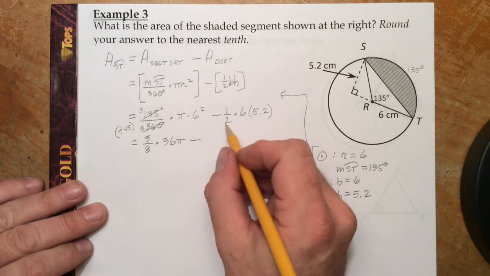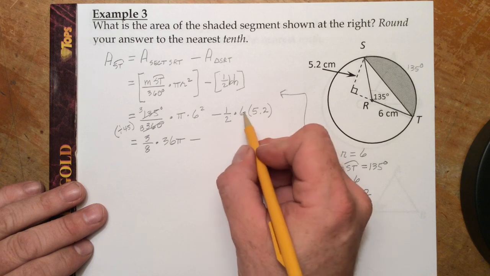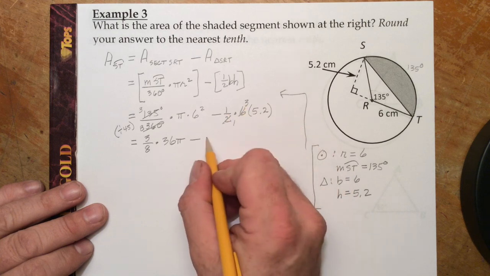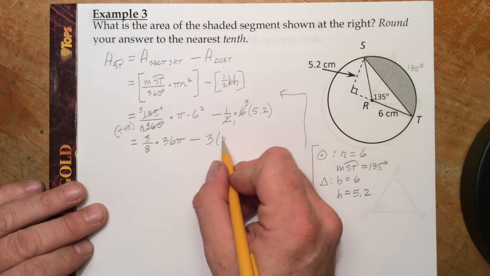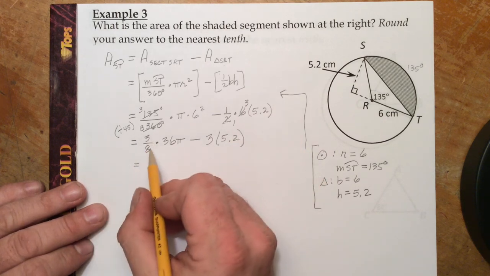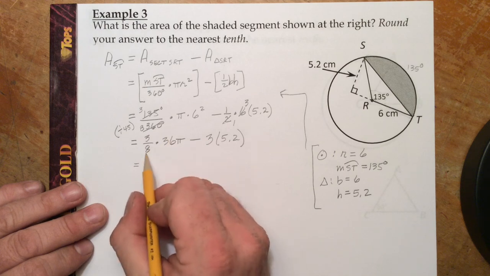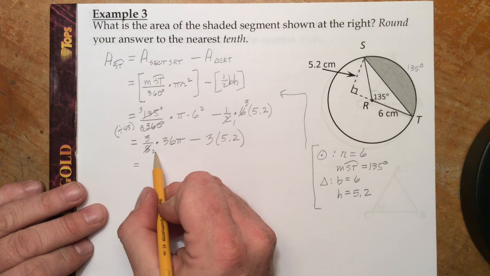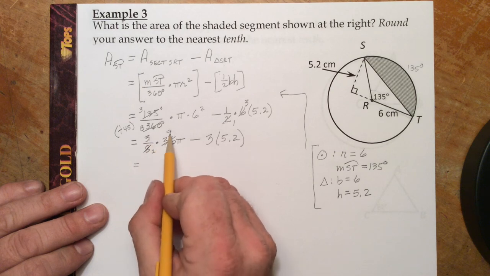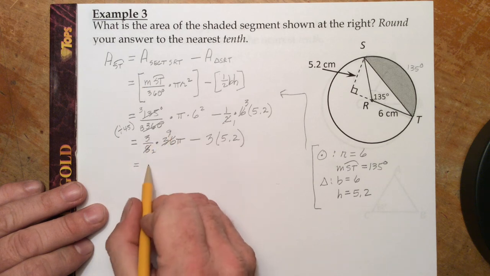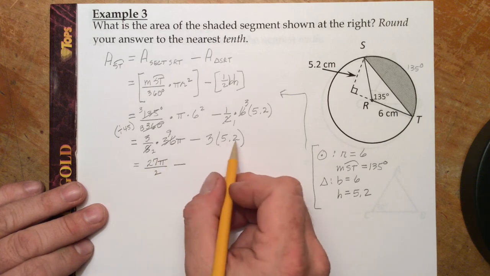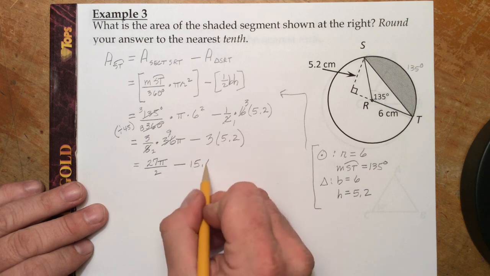minus 2 in the 1/2 will divide out with 6, these two factors. 2 goes into 2 once, 2 goes into 6 3 times. So we have 1 times 3, or 3 times 5.2. Next, notice that 8 and 36 are both divisible by 4. 4 goes into 8 twice, and 4 goes into 36 9 times. So we get 3 times 9 pi over 2. That's 27 pi over 2 minus 3 times 5.2, which is 15.6.